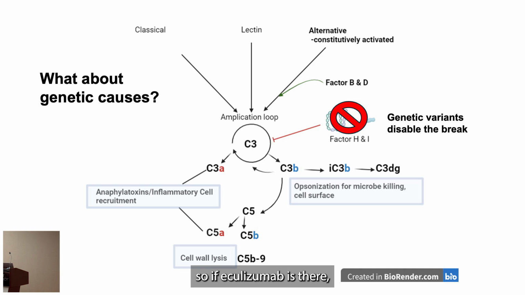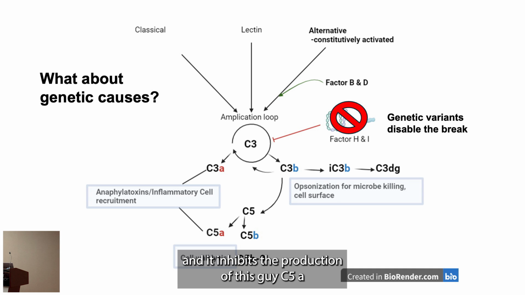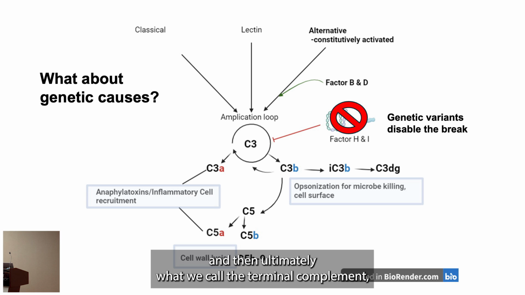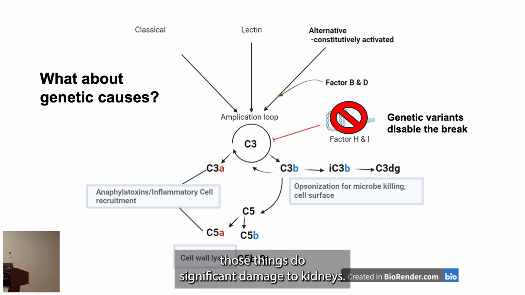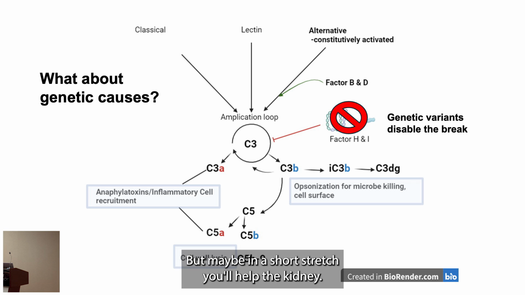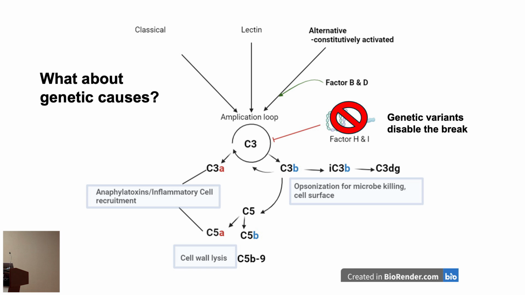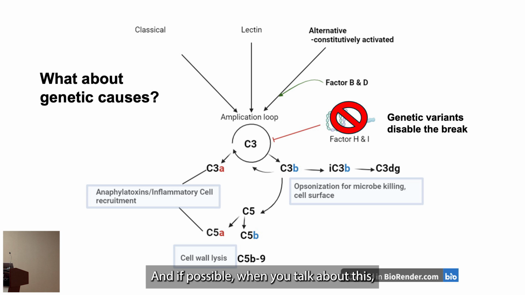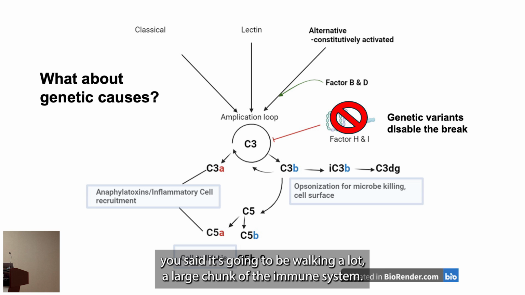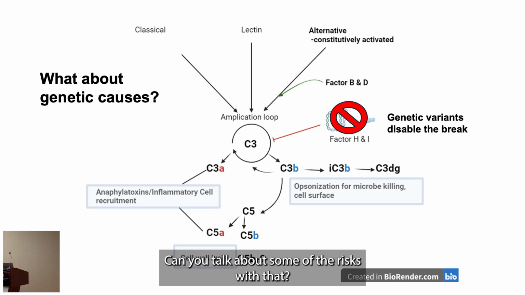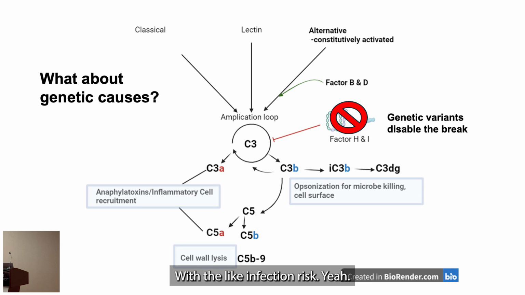So if eculizumab is there and it inhibits the production of this guy, C5a, and then ultimately what we call terminal complement, those things do significant damage to kidneys. But maybe in a short stretch, you'll help the kidney. But over the long haul, these guys catch up with you. Maybe, if possible, could you talk about, you said it's going to be blocking a large chunk of the immune system. Can you talk about the risks with that, with the infection risk?